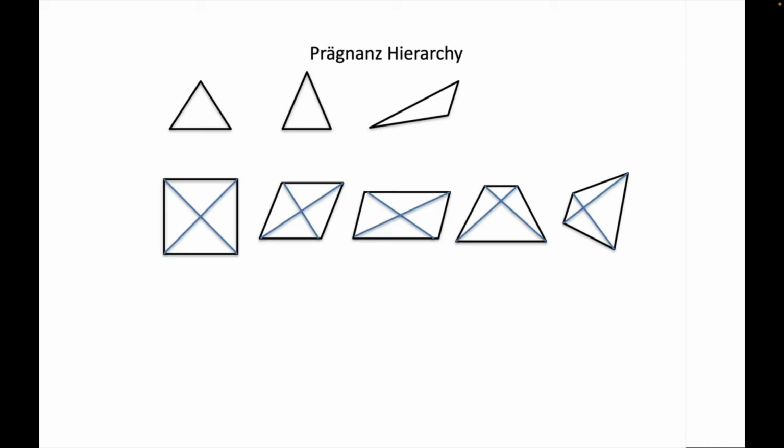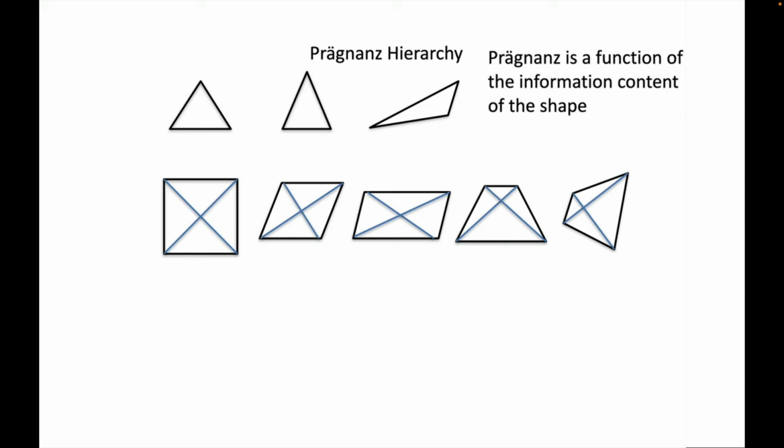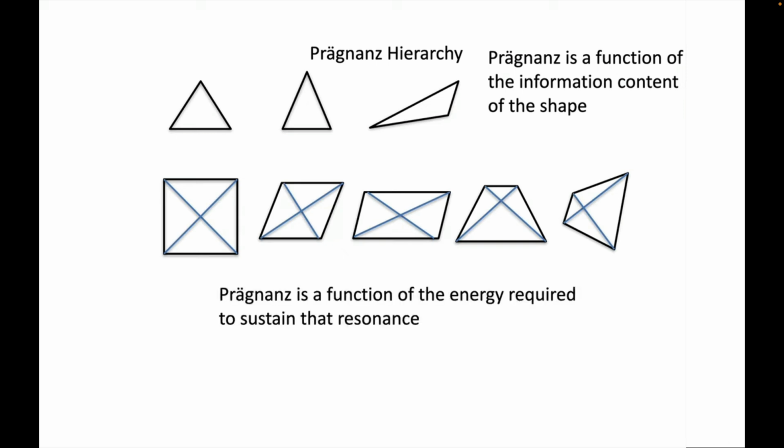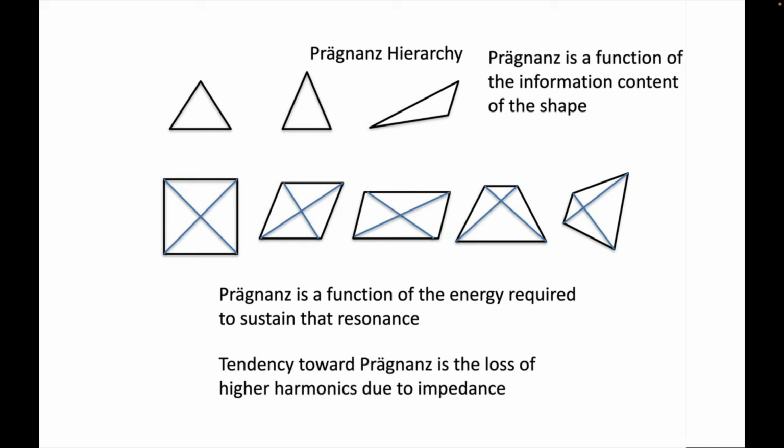Now, we talked about the hierarchy of pregnance and how pregnance is a function of the information content of the shape. In terms of a harmonic theory, we can say that pregnance is a function of the energy required to sustain that resonance. So the tendency towards pregnance can be seen as a loss of higher harmonics due to impedance, and therefore it tends to favor a lower resolution, lower harmonic representation if it fits.